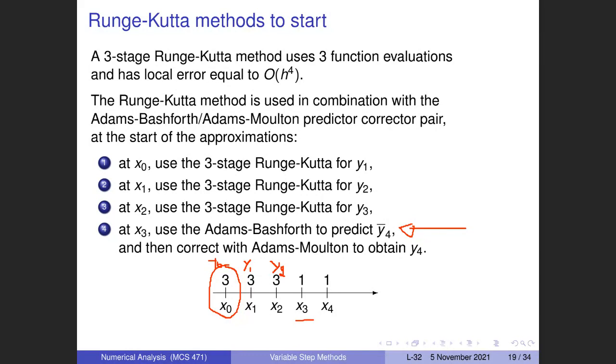The cost actually drops by a factor of 3. That's important. This motivates the use of a predictor-corrector method in conjunction with the Runge-Kutta methods. So what's the point of using a predictor-corrector method?